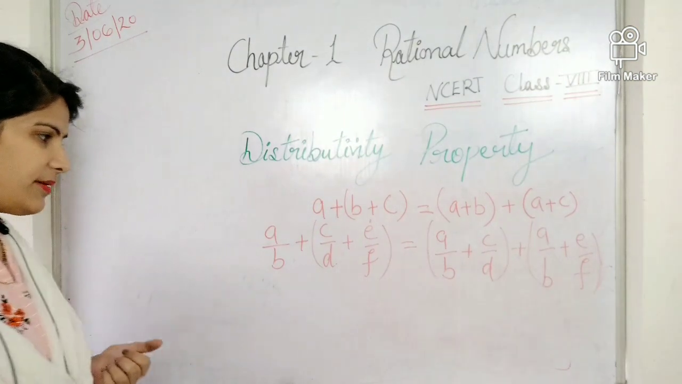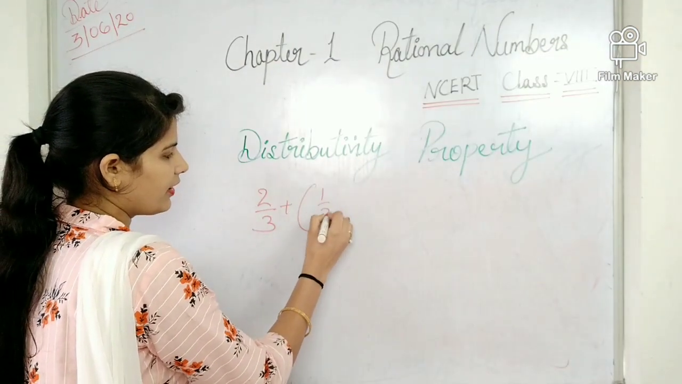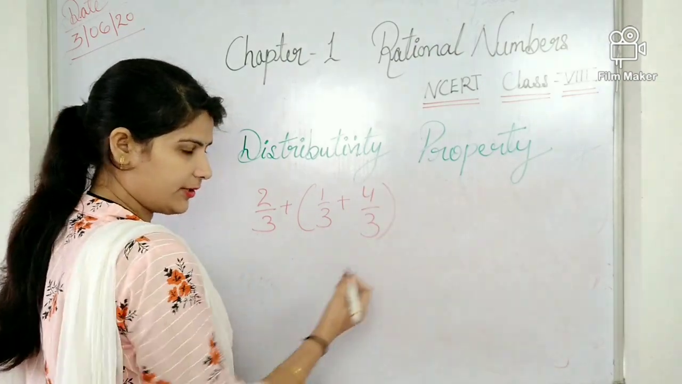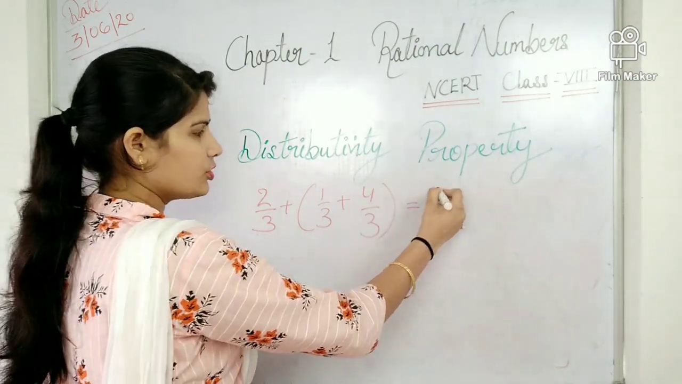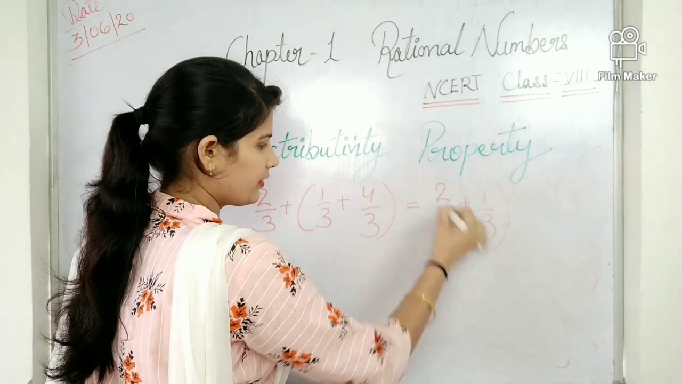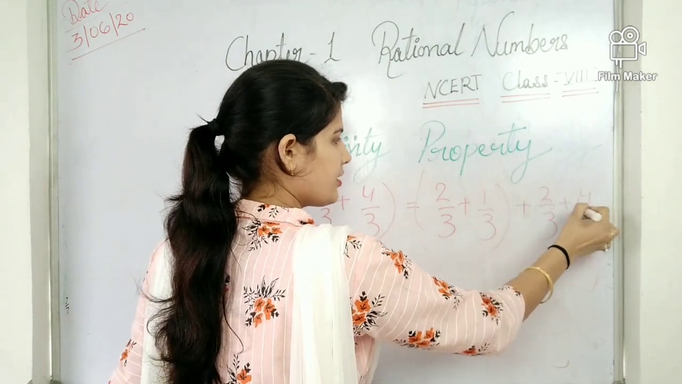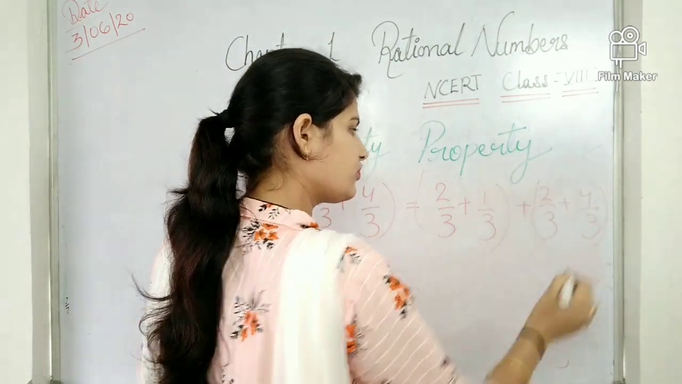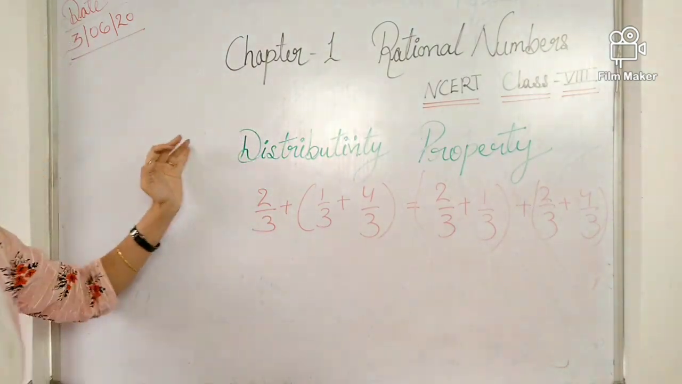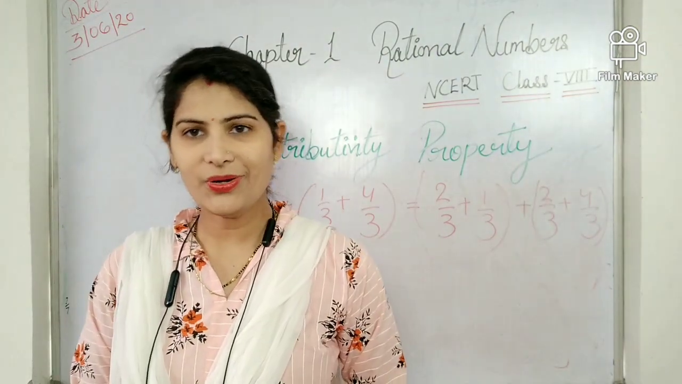Now take one example. 2 upon 3 plus (1 upon 3 plus 4 upon 3) equal to 2 upon 3 plus 1 upon 3 plus 2 upon 3 plus 4 upon 3. Okay, solve this and find out whether the distributive property under addition or subtraction is possible or not.